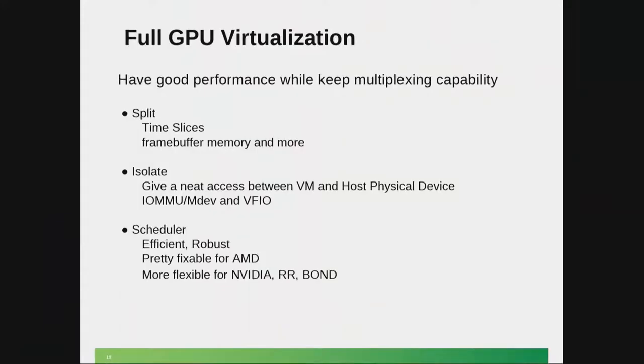The idea is that you could have very good performance while you share your device with multiple VMs. In order to do that, we need to implement these functions. First, we need to split, because there's only one physical host device and multiple virtual machines. So how could we split it fairly and efficiently? Usually there's a time slice and also frame buffer memory, graphics memory, and other things depending on the implementation. With SR-IOV, they will split the registers too.